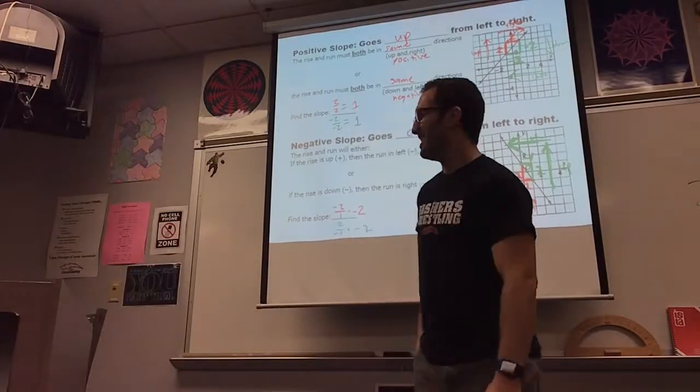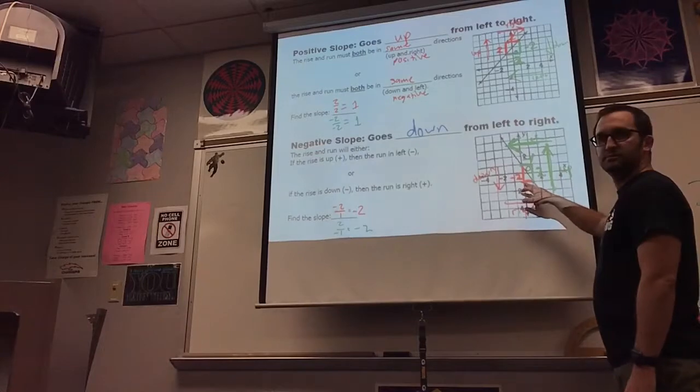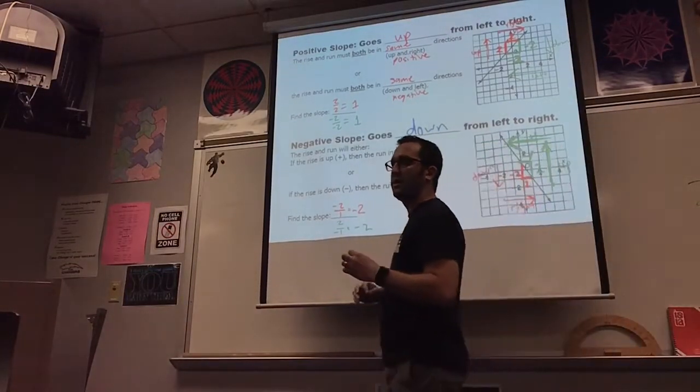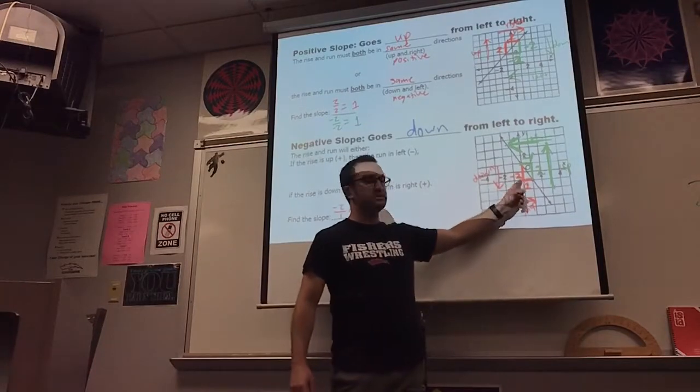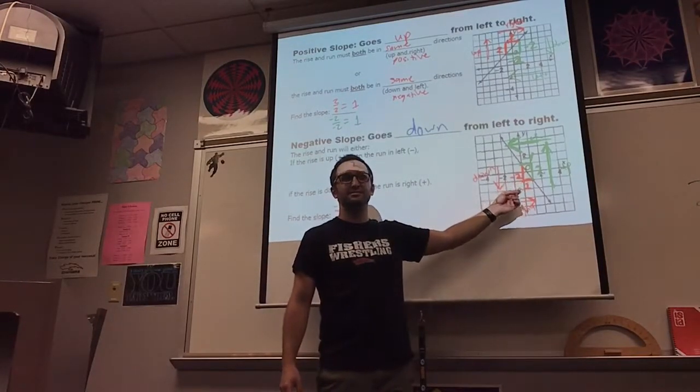I'm going to be honest with you, I usually use the red version. If I go down, it's negative. Can I be real with you though? I rarely put negatives and positives here. I think about these as distances.